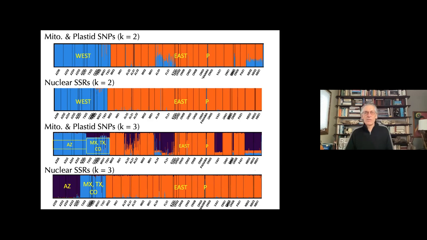If we move up to K equals 3 and say, well, maybe there were 3 original populations, then we clearly differentiate among the nuclear genes at the bottom. We clearly differentiate Arizona from Mexico, Texas, and Colorado, and then from all of the East.